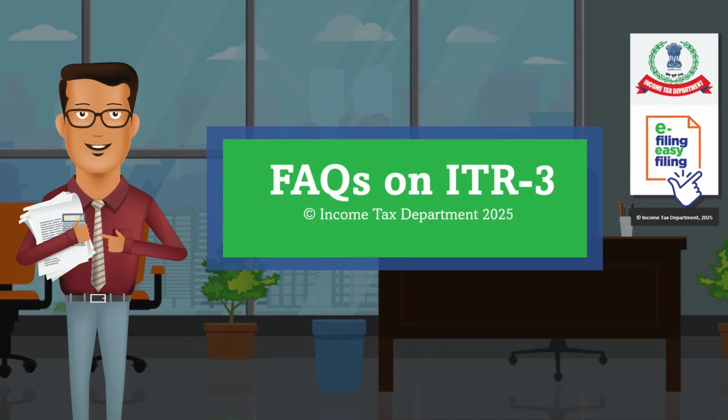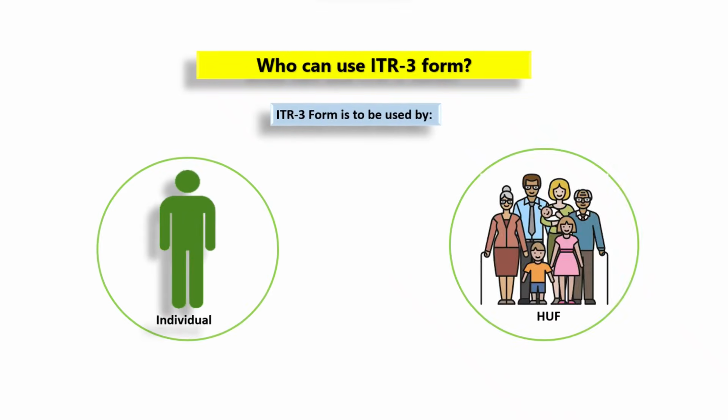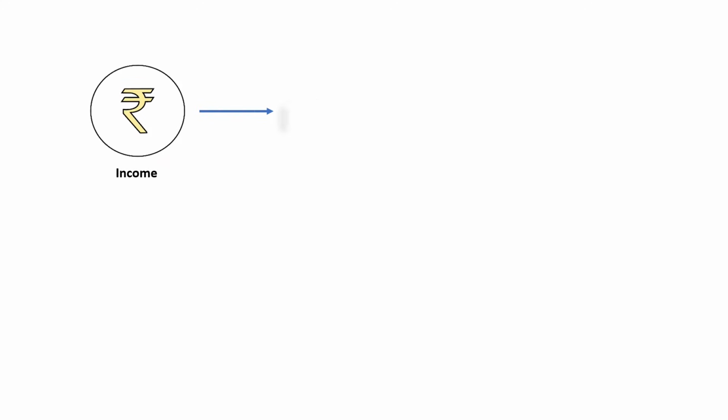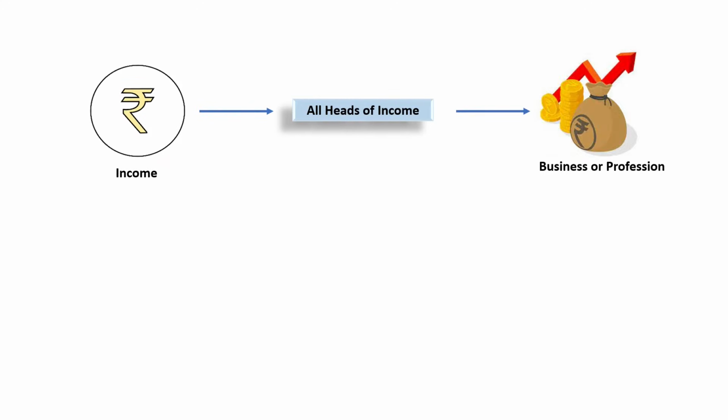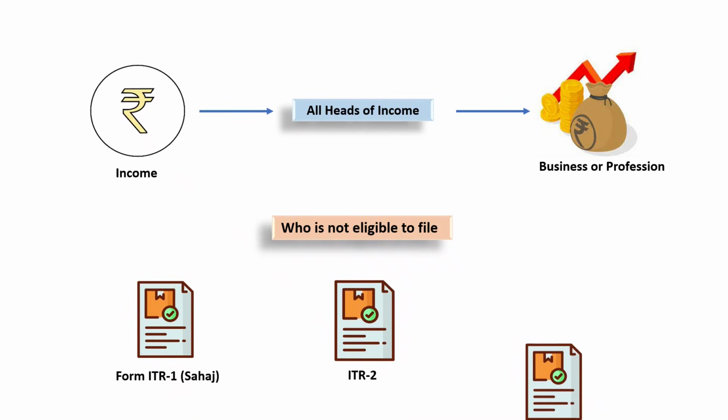This video is on frequently asked questions on Form ITR 3. Form ITR 3 can be used by an individual or a Hindu undivided family who is having income under the head profits or gains of business or profession and who is not eligible to file Form ITR 1, Form ITR 2 or Form ITR 4.